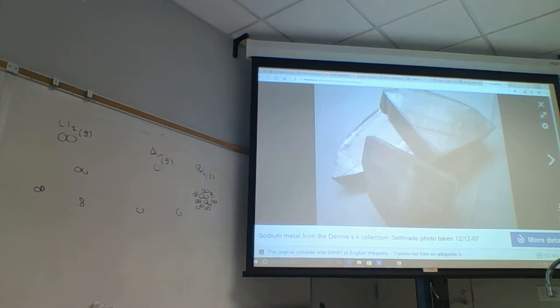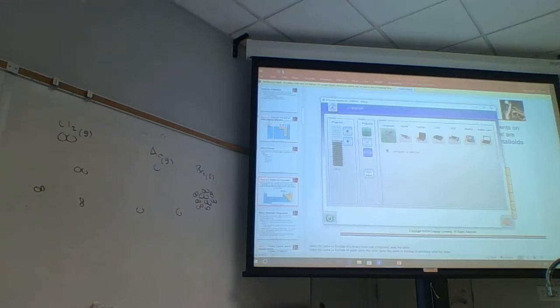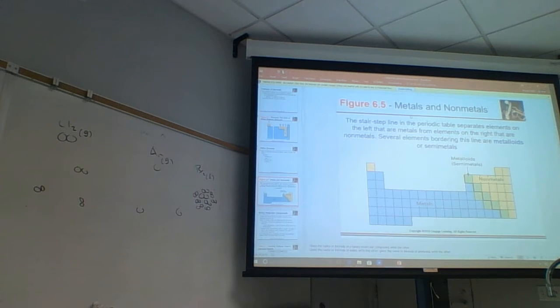Just based on properties, we would look at the structure too. The structure plays an important role. All right, so let's continue on.